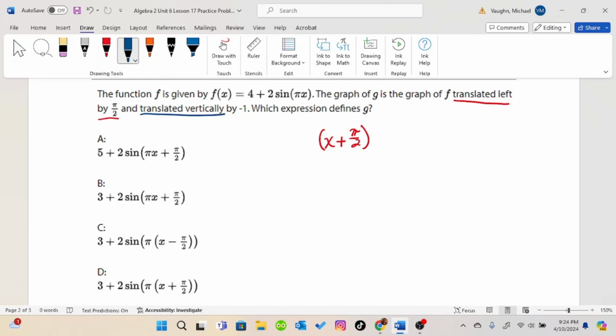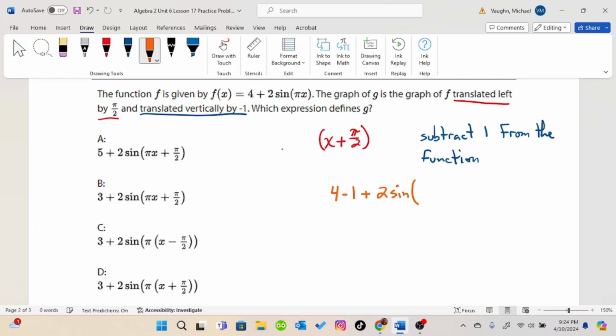The translation vertically by negative 1 means we need to subtract 1 from the function. So, if we look at this, when we're changing it, we need to have 4 minus 1 plus 2 times sine of pi times x plus pi over 2. 4 minus 1 is 3. So our final representation needs to be 3 plus 2 times the sine of pi times x plus pi over 2. And this matches choice D.